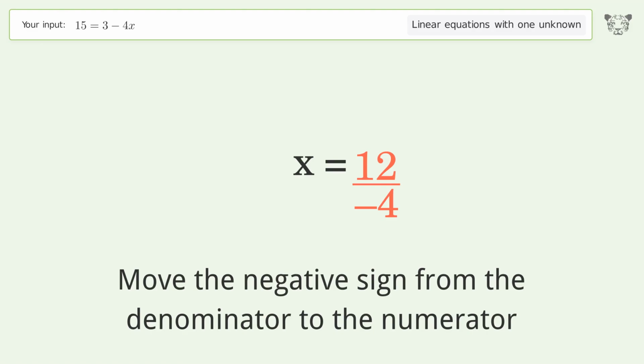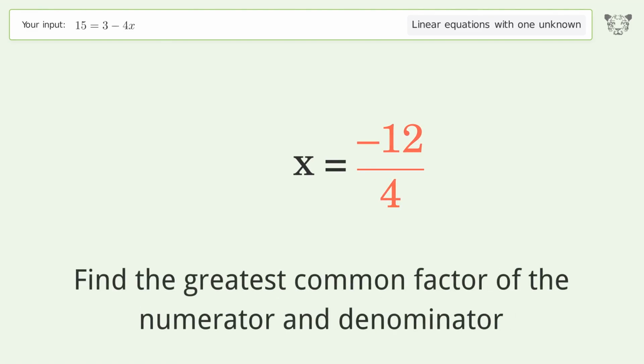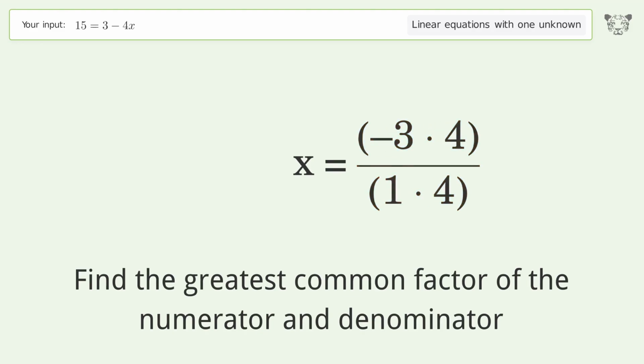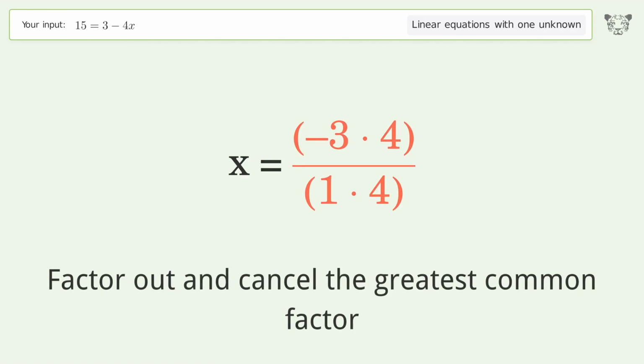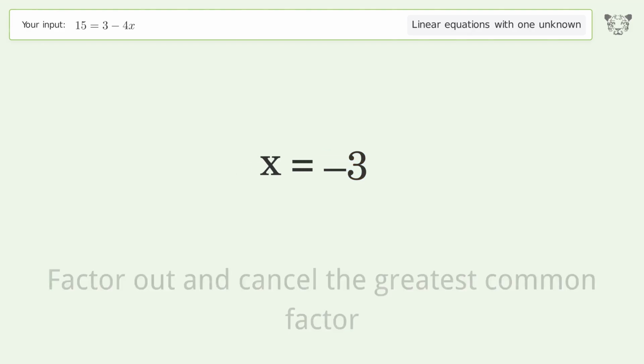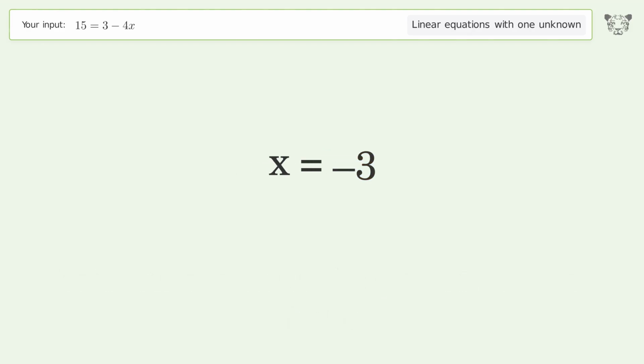Move the negative sign from the denominator to the numerator. Find the greatest common factor of the numerator and denominator. Factor out and cancel the greatest common factor. And so the final result is x equals -3.